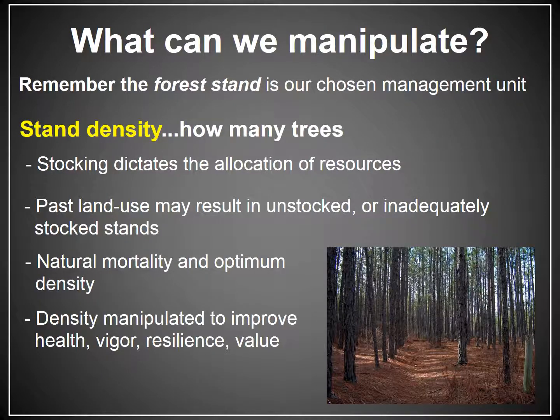Another primary stand characteristic that we can alter through silviculture is stand density. The term stocking is a subjective classification of a given density. And when I say density, the easiest way to think about it is number of trees per acre. When we say a stand is overstocked, we're stating that the number of trees present is too great and there are not enough site resources to go around. A certain percentage of the trees present will soon die naturally, and this is a natural occurrence as stands progress through succession.